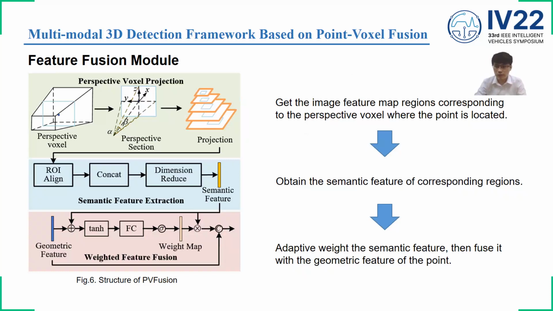The corresponding perspective voxel of the point is then projected onto the feature maps to obtain the regions of interest. The semantic features are extracted by our line, and after concatenation and the dimension reduction, the semantic features of the perspective voxel can be obtained. Finally, the semantic feature is weighted and then stacked with the geometric feature of the point.